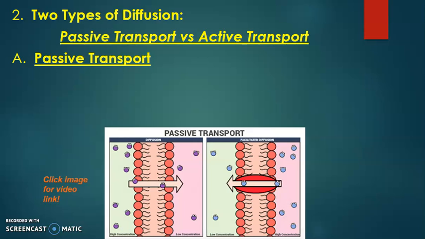Now we can talk about the 2 types of diffusion. In this lecture, I'm only going to focus on the first of the 2. The 2 types of diffusion that we're going to cover are called passive transport and active transport. In this lecture, we're just going to finish up now with passive transport.